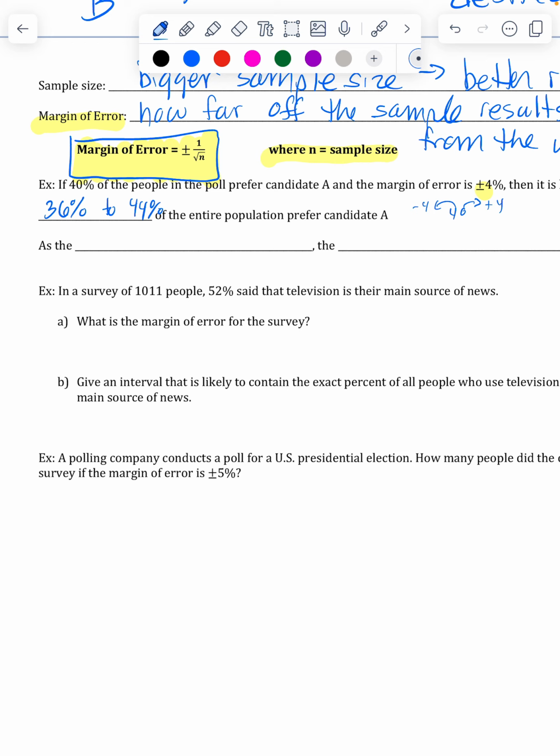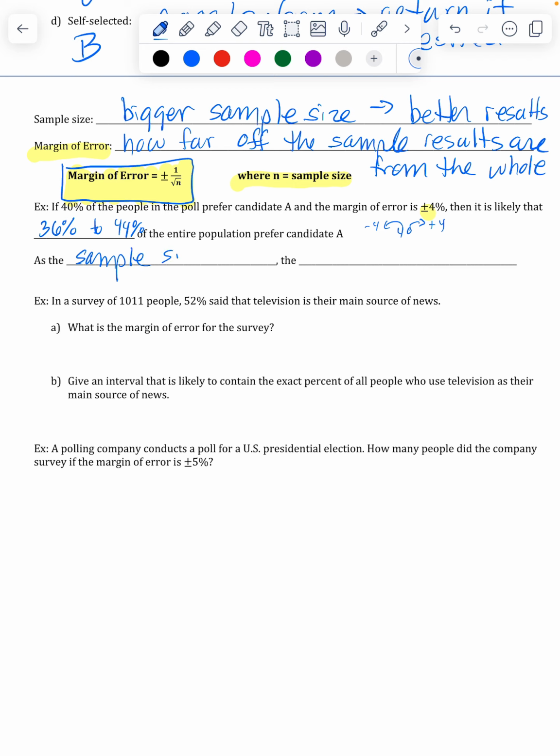Keep in mind that as the sample size, meaning the number of people you ask, goes up, so that's going to be n increasing, the margin of error will go down. So the more people you ask, the more accurate it's going to be. Your margin of error is going to be lower.